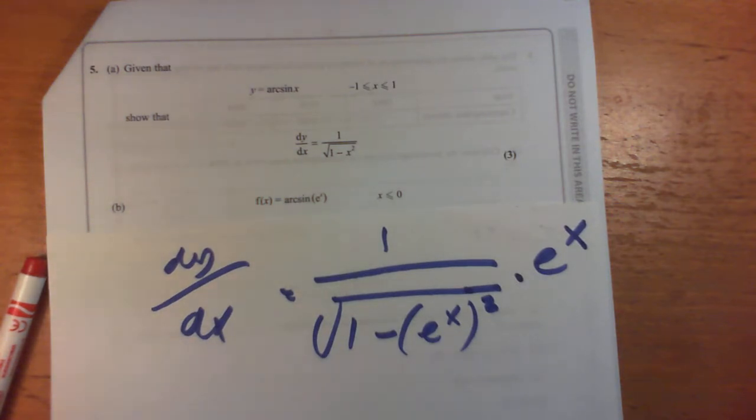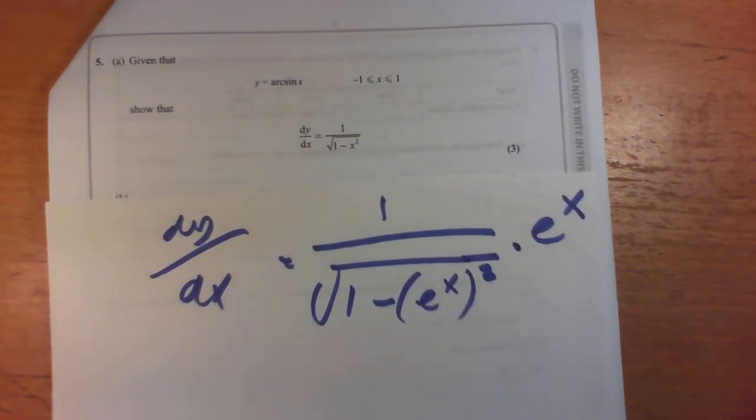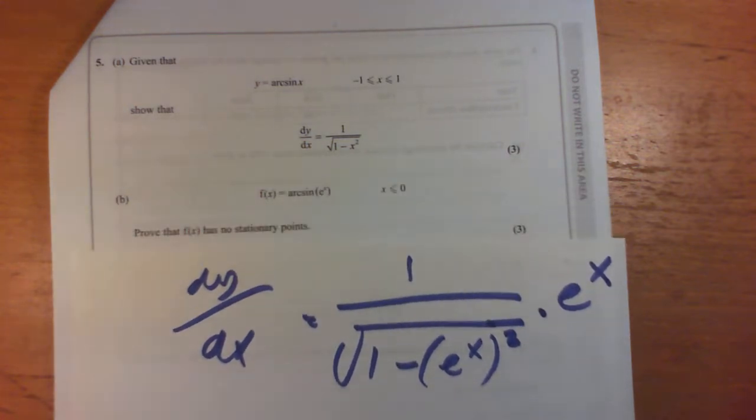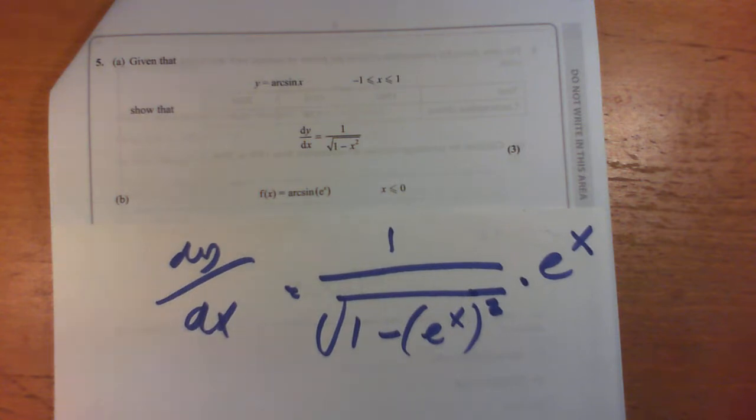Okay, so in the olden days you might have worked this through by a substitution. You might have said, okay, let u equals e to the power x, du by dx equals e to the power x, and done a sort of function by function thing. But I'm just doing it straight off, as long as you're happy with the original idea. So the question now says, show that f of x has no stationary points.